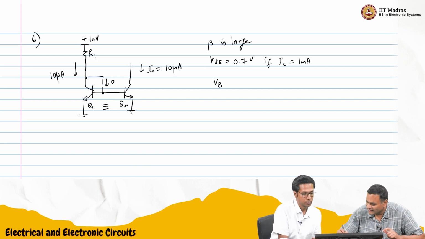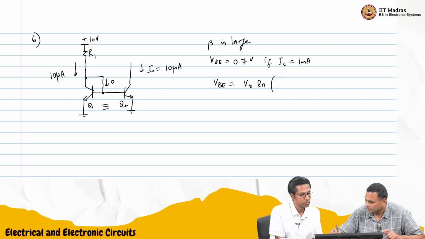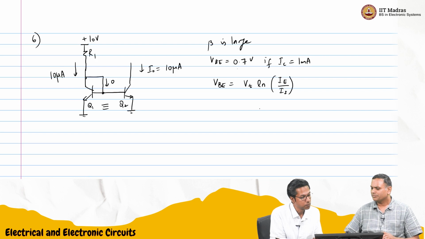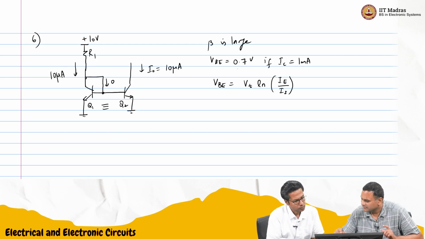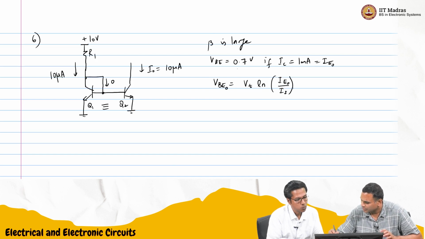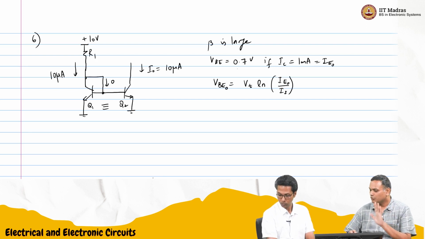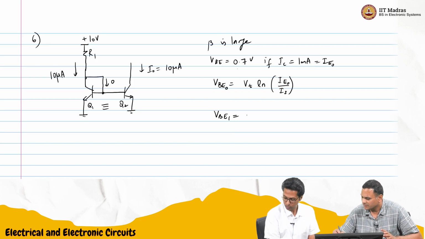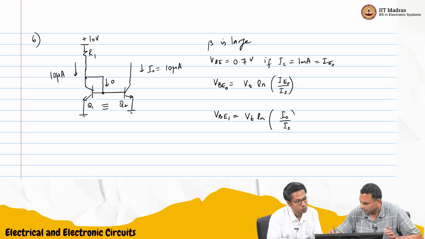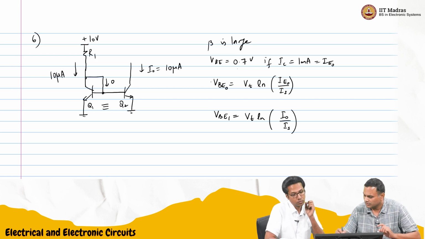Okay. So, let's start by writing down this equation that you pointed out. VT ln IE by IS. In this case, beta is large, so IE is IC. So, that doesn't matter. I'll say this is VB naught and IE naught by IS. And we want to find out the new VBE1, which is VT ln 10 microamperes by IS, that is I naught. So this we know is 0.7.